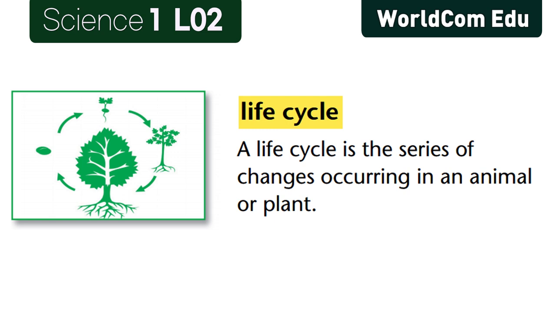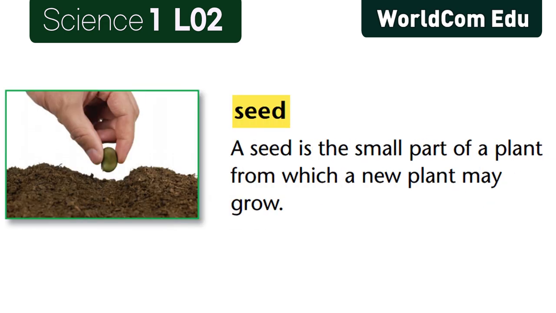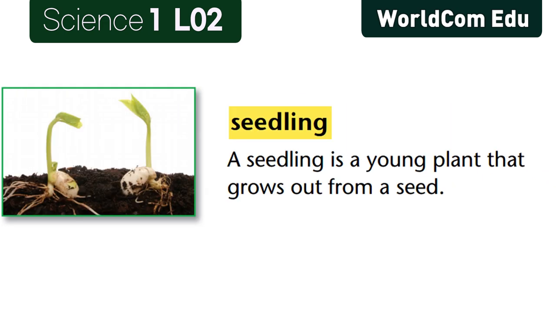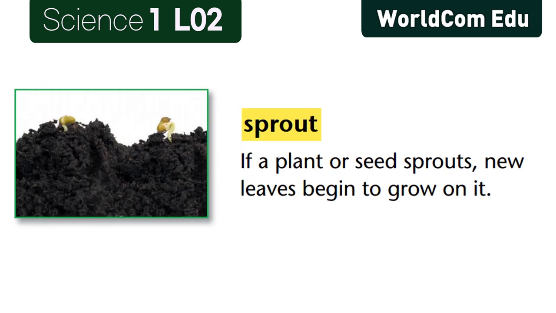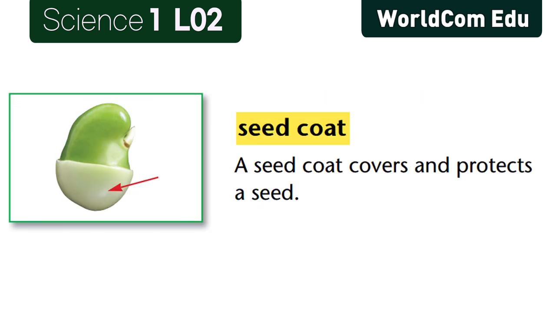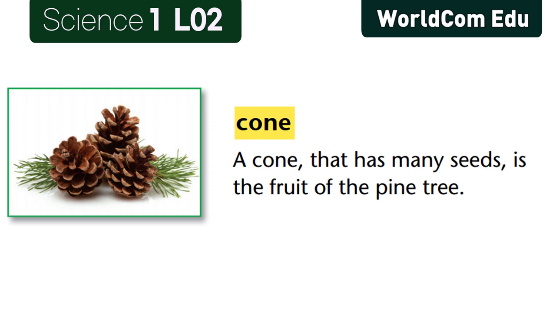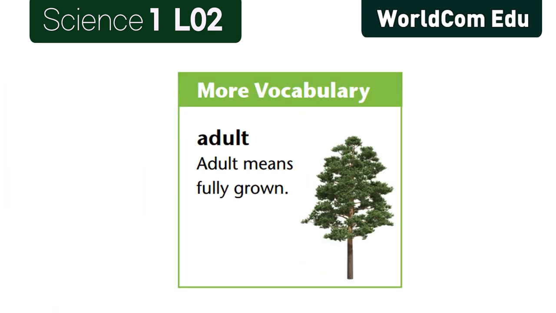Lesson 2. Life cycle of a plant. Life cycle. A life cycle is the series of changes occurring in an animal or plant. Seed. A seed is the small part of a plant from which a new plant may grow. Seedling. A seedling is a young plant that grows out from a seed. Sprout. If a plant or seed sprouts, new leaves begin to grow on it. Seed coat. A seed coat covers and protects a seed. Cone. A cone that has many seeds is the fruit of the pine tree. Adult. Adult means fully grown.